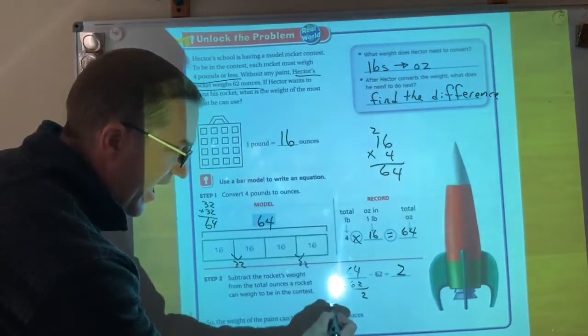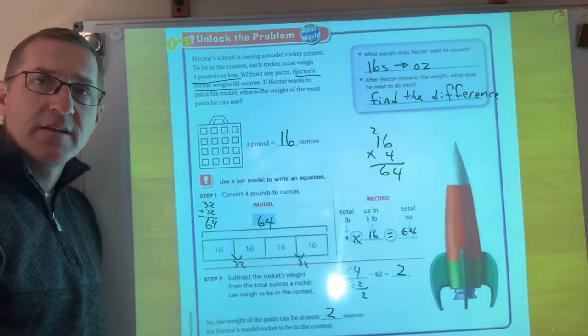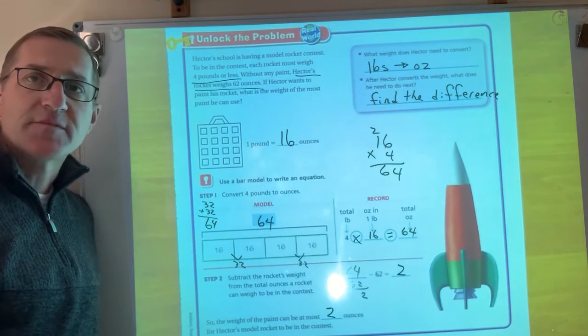So the most you could add then in the end is going to be 2 ounces. Easy first page. Let's go to the next one.